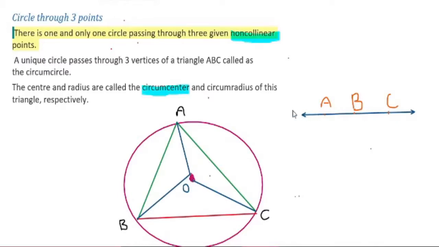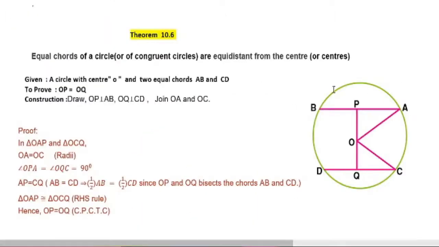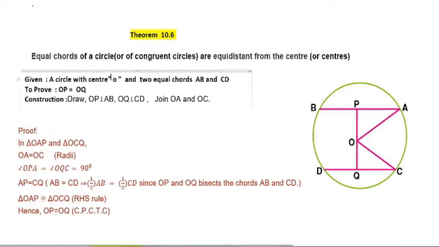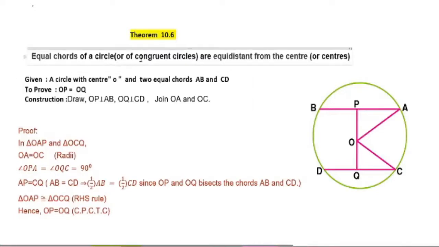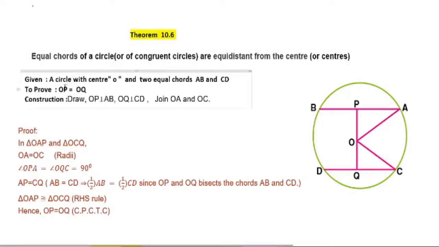Now we will move to the next theorem, Theorem 10.6. The statement of Theorem 10.6 is: equal chords of a circle or of congruent circles are equidistant from the center or centers of the circle. So first we have to understand the statement. Here it is given a circle with center O and 2 equal chords AB and CD.